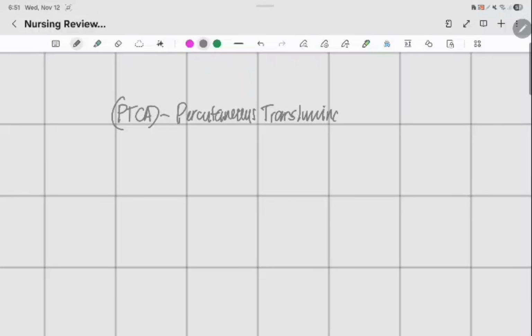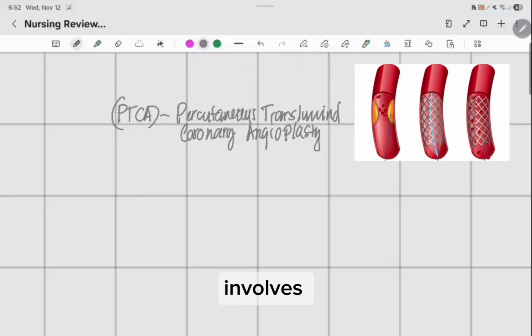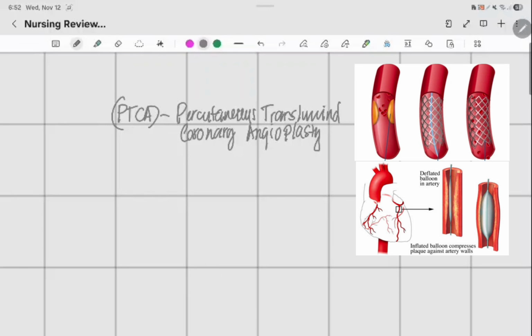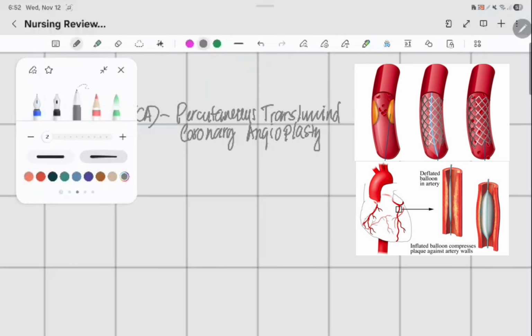So this is your percutaneous transluminal coronary angioplasty. So this is a procedure which involves opening, sabi nga natin, opening of your coronary artery. So opening because sabi nga natin before, this is due to a blocked coronary artery, no? So that is why we've used the word opening, no?